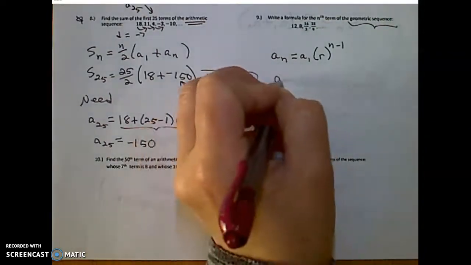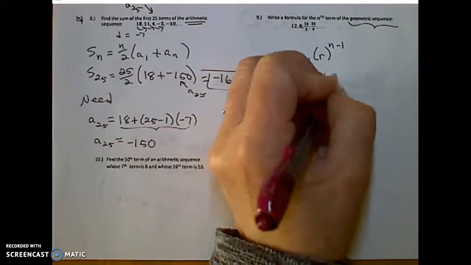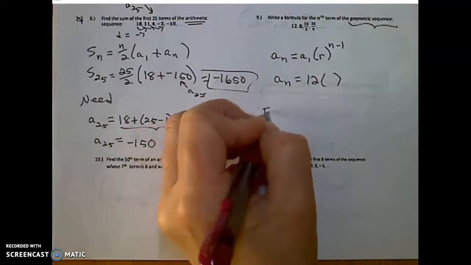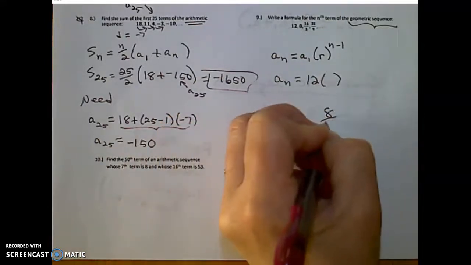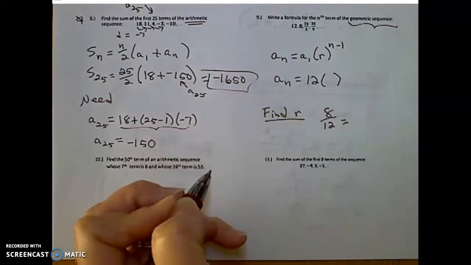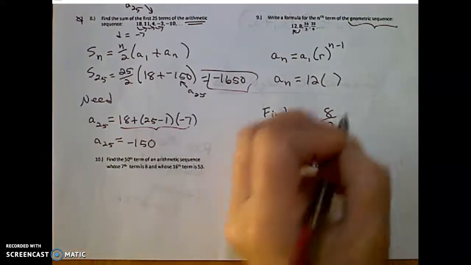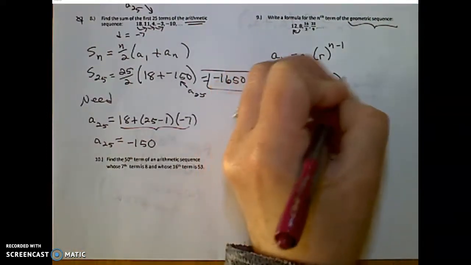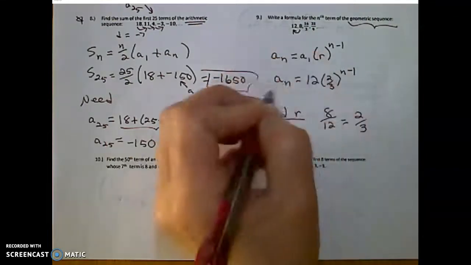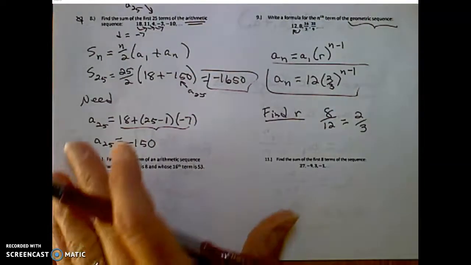So there's always n minus 1 of those common ratios. My formula is a sub n is equal to the first term, which is 12, times the common ratio, which I don't know, so I'm going to find that. The common ratio is any term divided by its previous, reduced. That ratio is 2/3. So it's 12 times 2/3 to the n minus 1. We're just asked for a formula for that general term, and that's it.